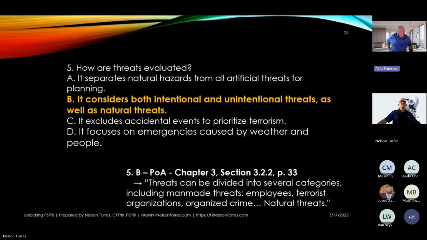Question 5, how are threats evaluated? And the answer is B. It considers both intentional and unintentional threats as well as natural threats. And the POA describes it as threats can be divided into several categories, including man-made threats, employees, terrorist organizations, organized crime, and natural threats. Any of those is a threat.